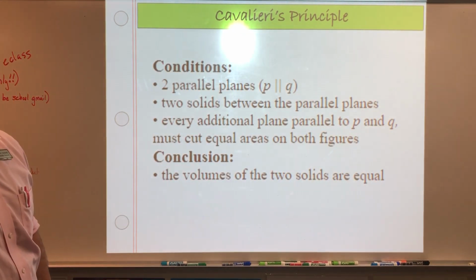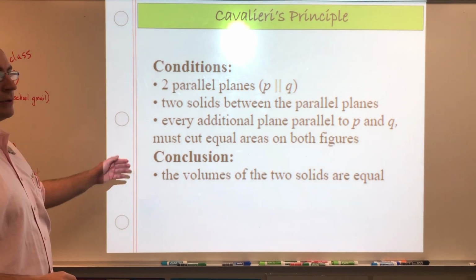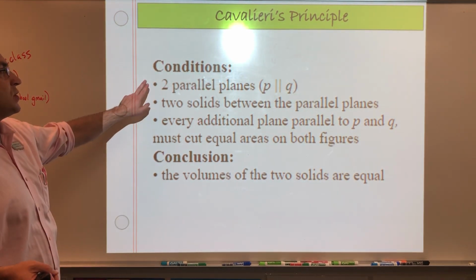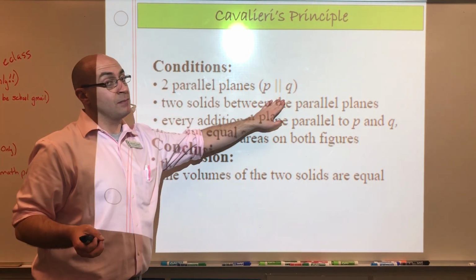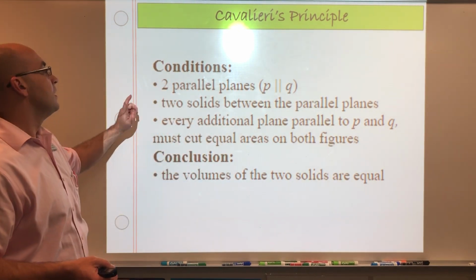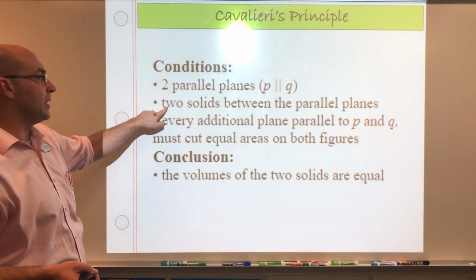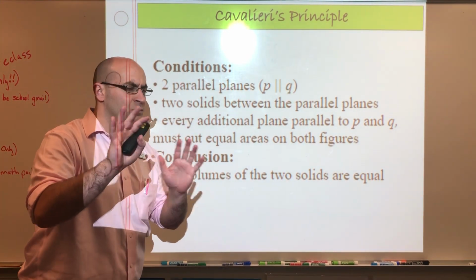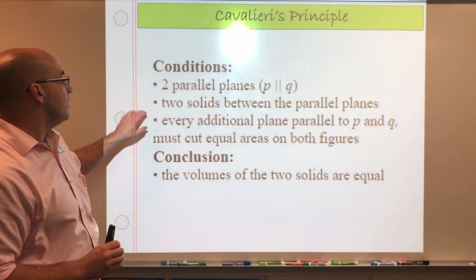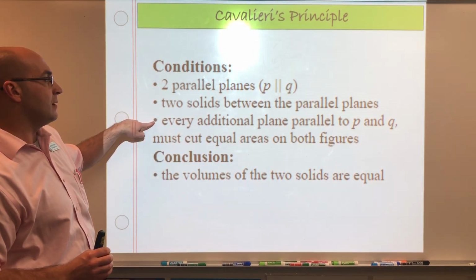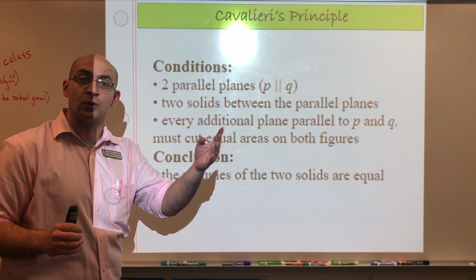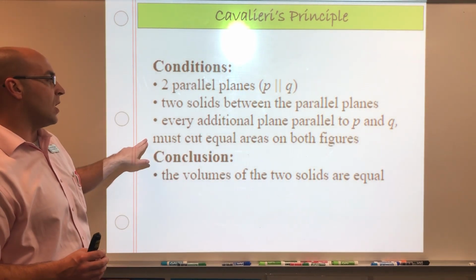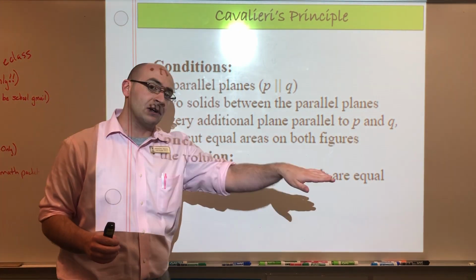Now, the conditions we need for a conclusion, which are really just fun facts of geometry. Conditions: two parallel planes. There certainly can be more, but we need at least two. Two solids between the parallel planes, so two three-dimensional figures, and in some cases the area, but we're really talking about volume right now. And then every additional plane parallel to P and Q, which would be that third or fourth or fifth or infinite plane, must cut equal areas on both figures.